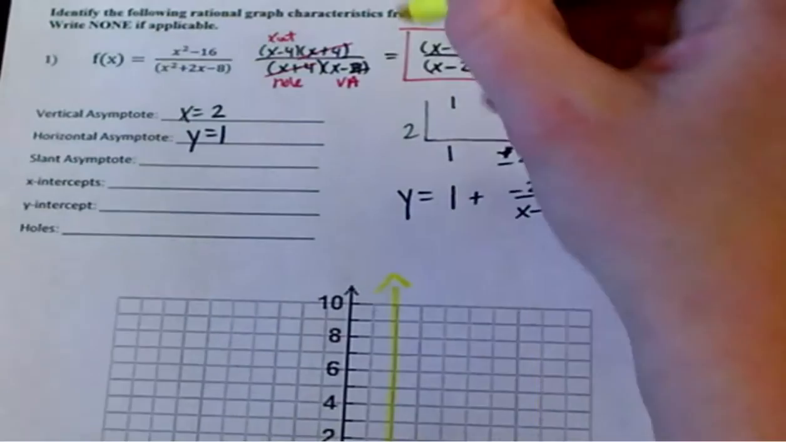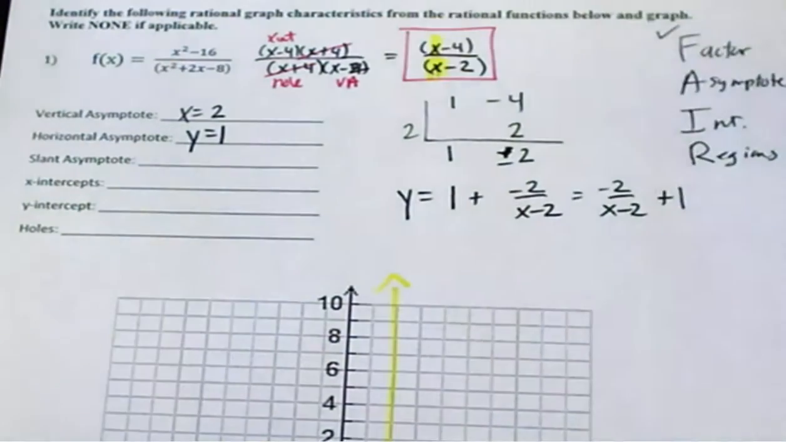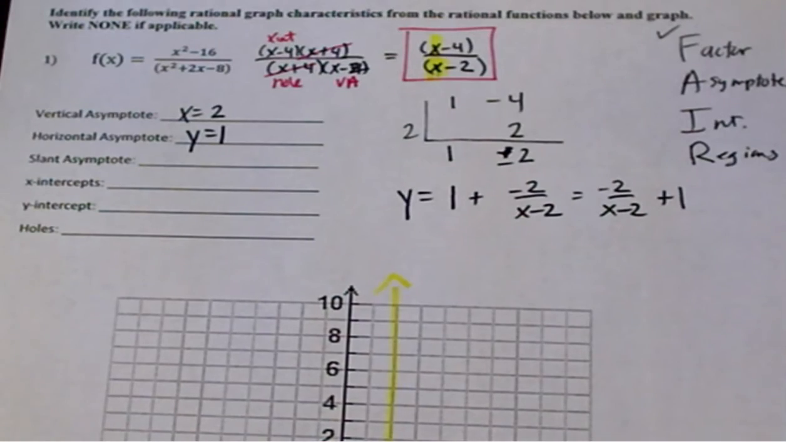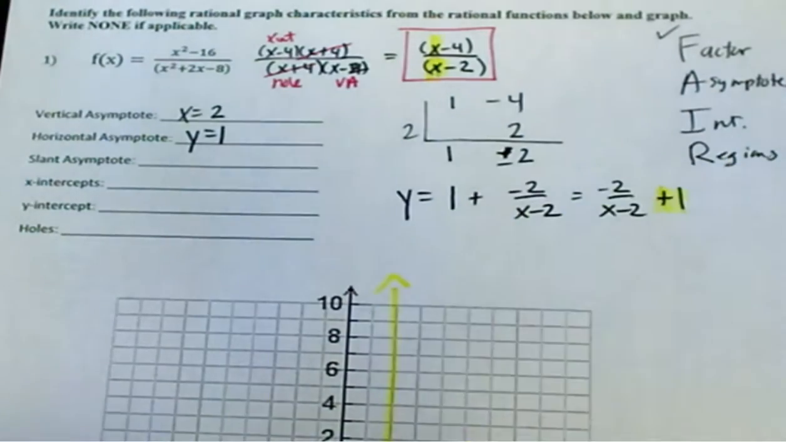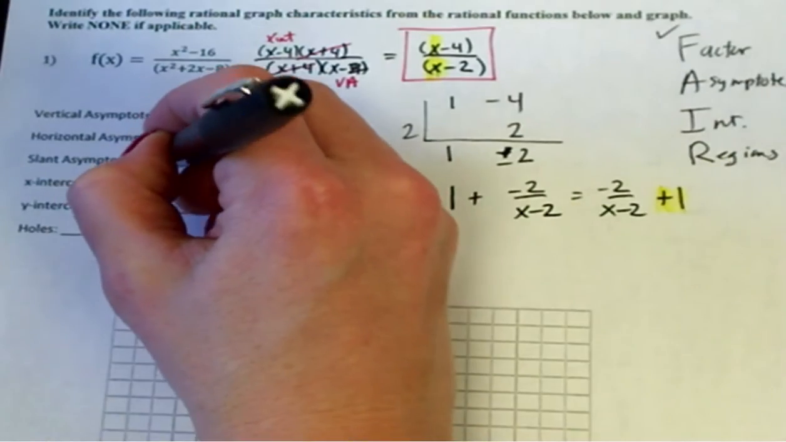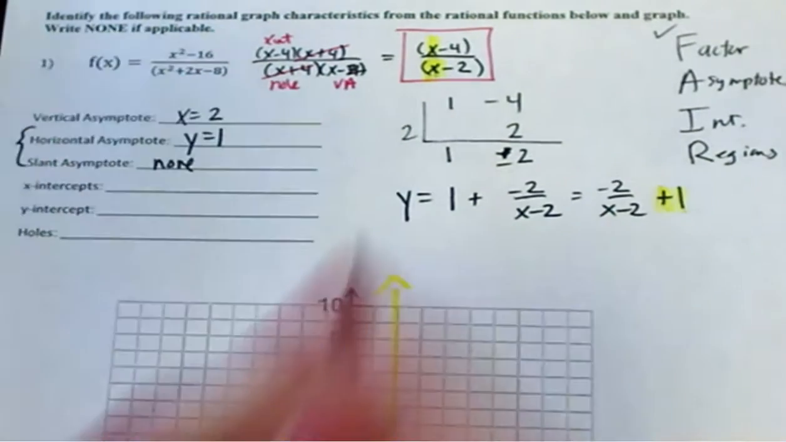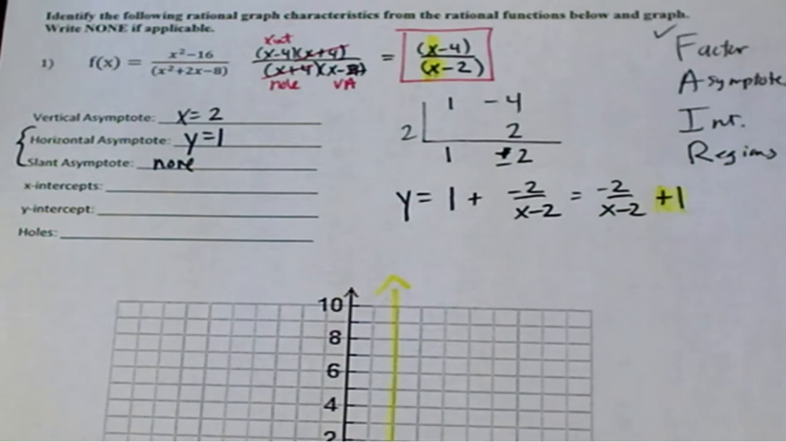What we were getting at is I can sometimes just look at that ratio of the leading terms to figure out the horizontal asymptote. Notice x over x reduces to 1. My k value is 1. Okay, slant asymptote, none. These things are in the same category, right? You can't have both. It's one or the other.